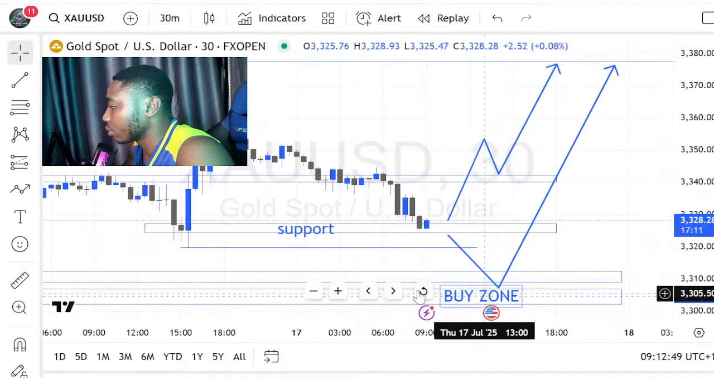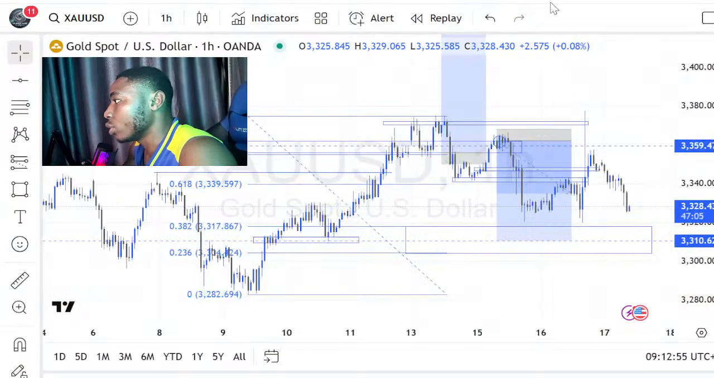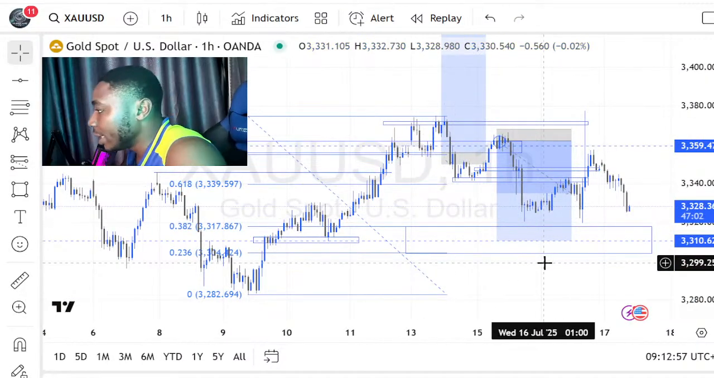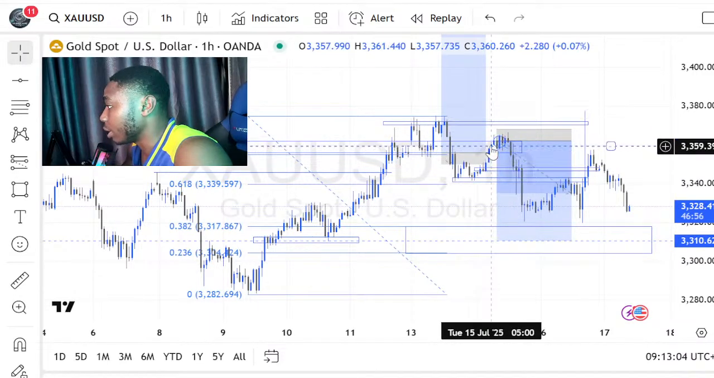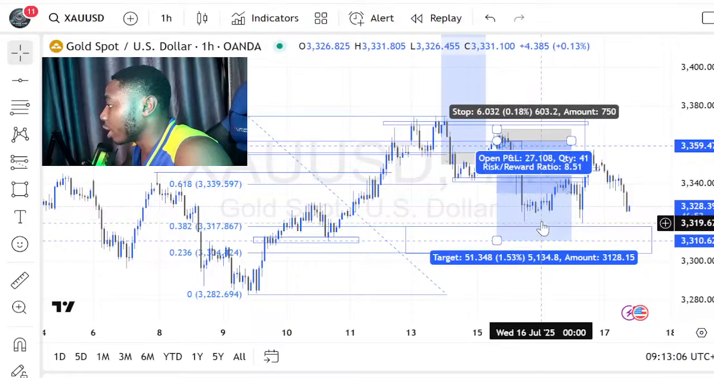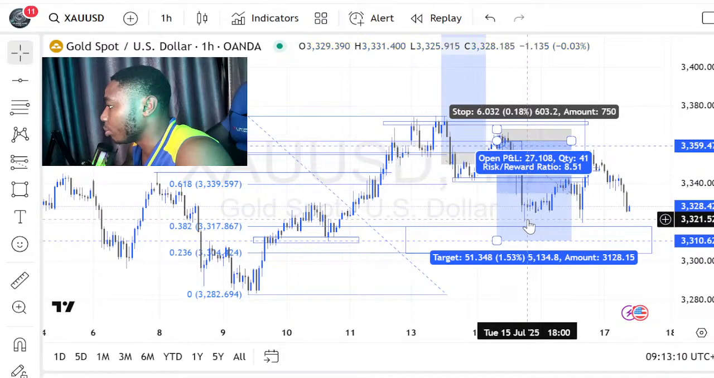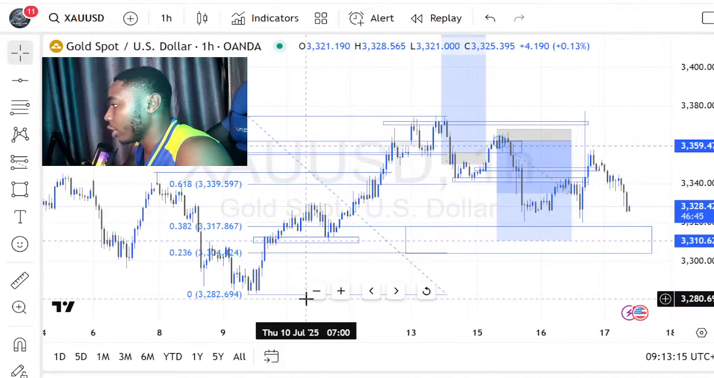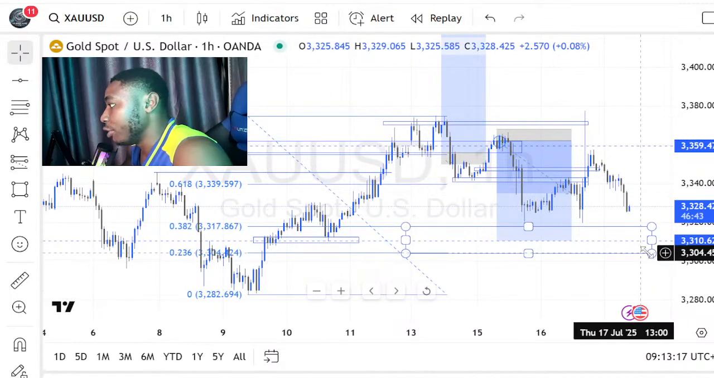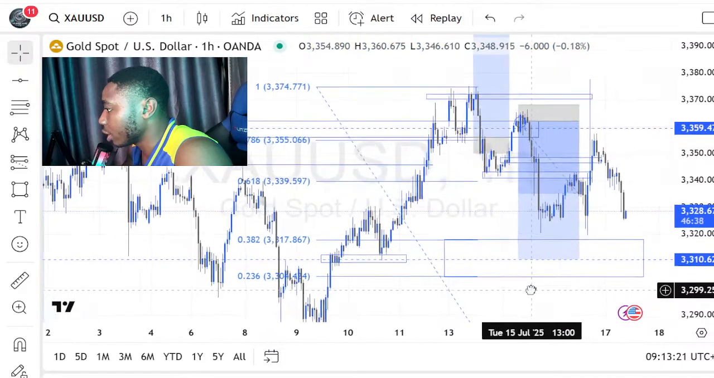So why do I prefer this buy zone below here? That's because I did Fibonacci. This is me explaining how I got about this massive sale here that gave us up to like 450 pips plus. I did Fibonacci, and of course from here, I think you might not see it clearer.